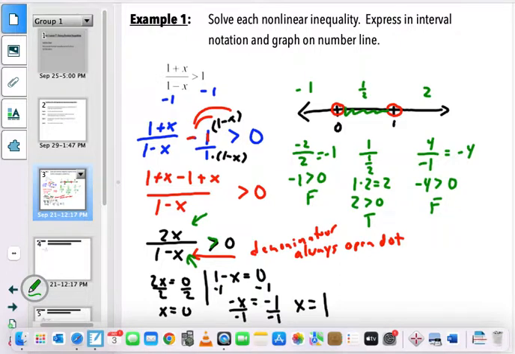So now let's simply write that in interval notation. It's going to be an open dot there at 0, so we're going to do a parenthesis 0, comma 1. And there's an open dot there at 1, so we're going to have a parenthesis there at 1 as well. So there's our nice interval notation there from 0 to 1.